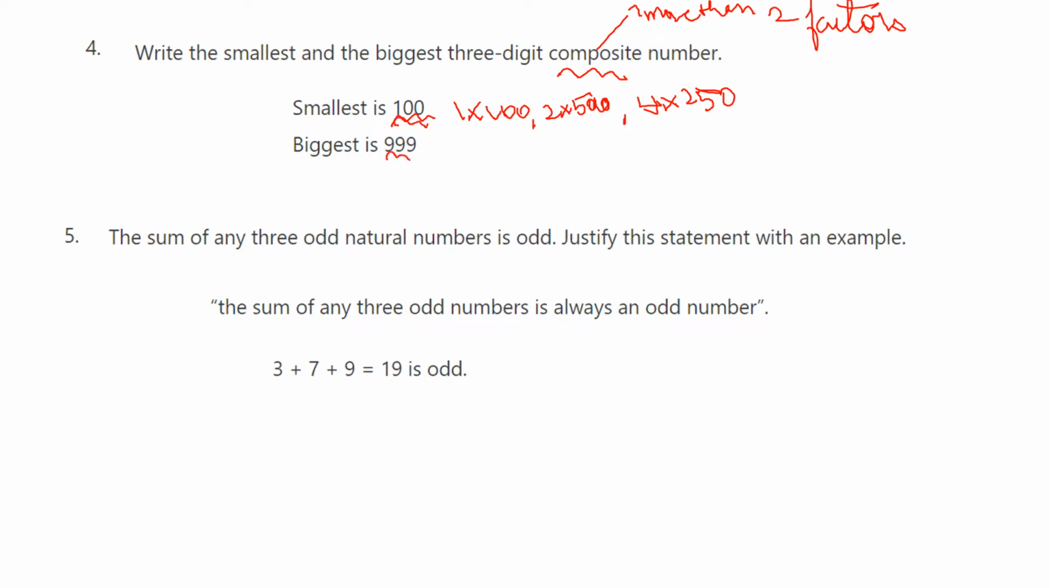999, 1 into 999, 3 into 333. So this is also a composite number.